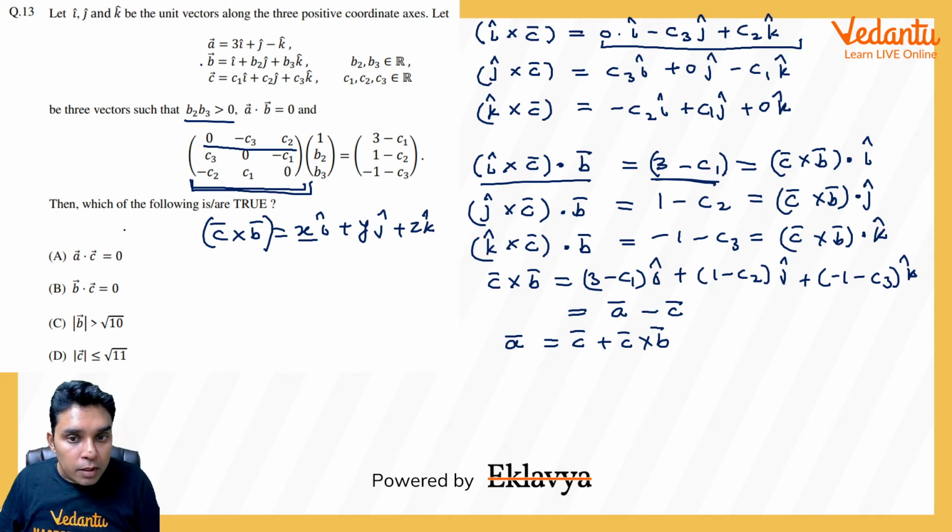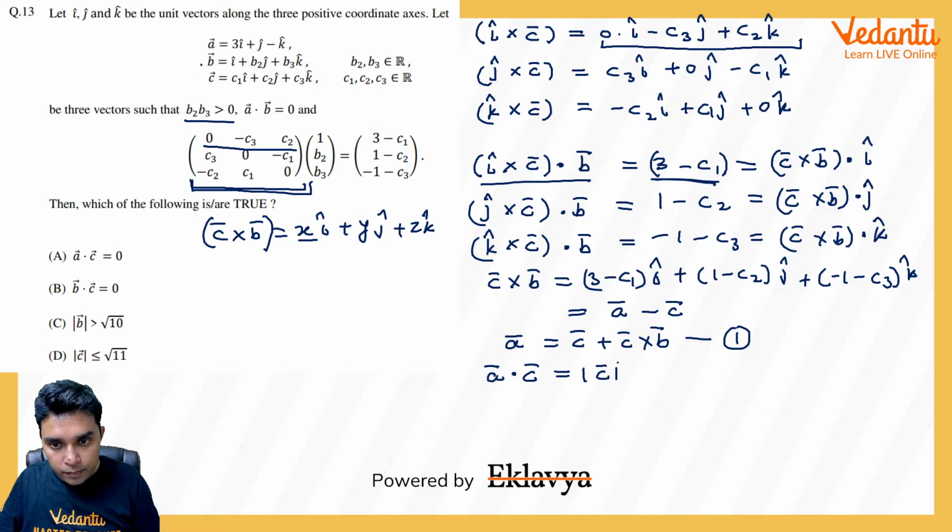Now, if I take dot product, I am calling this equation 1. If I take dot product with C on both sides, A dot C will become mod C square, because C dot C cross B will be 0. Here mod C square cannot be 0, because otherwise C1, C2, C3 all have to be 0, and there is no meaning then. I think this matrix will become a null vector, null matrix. So there is no meaning of this mod C becoming 0. So this A dot C cannot be 0.